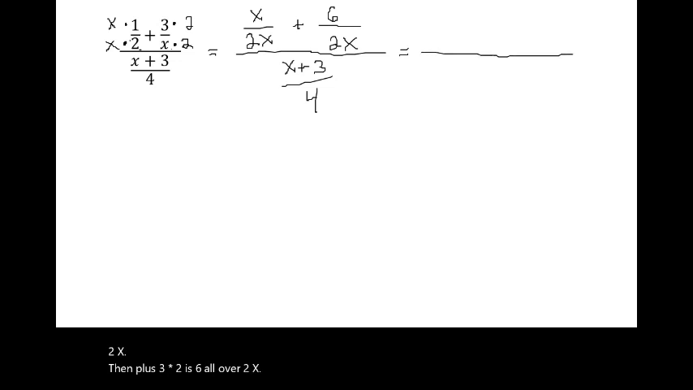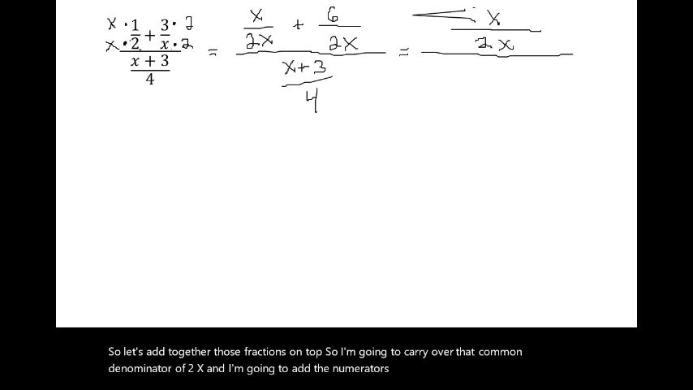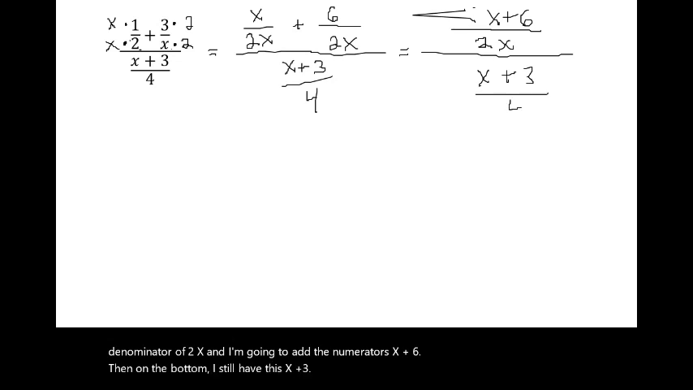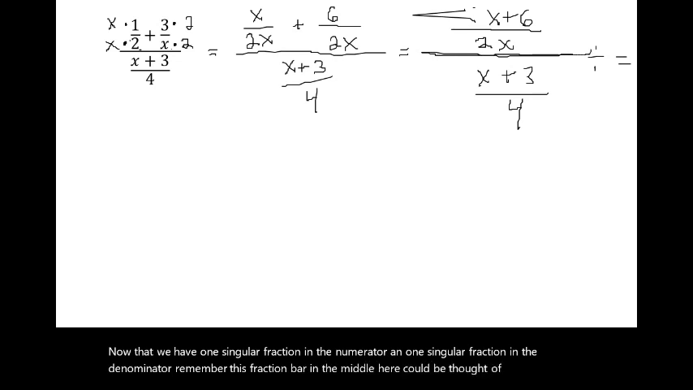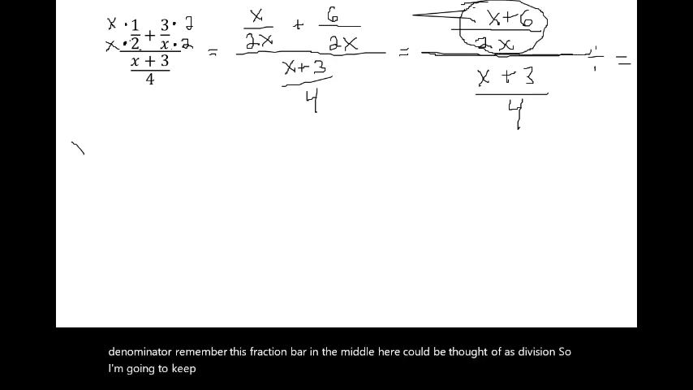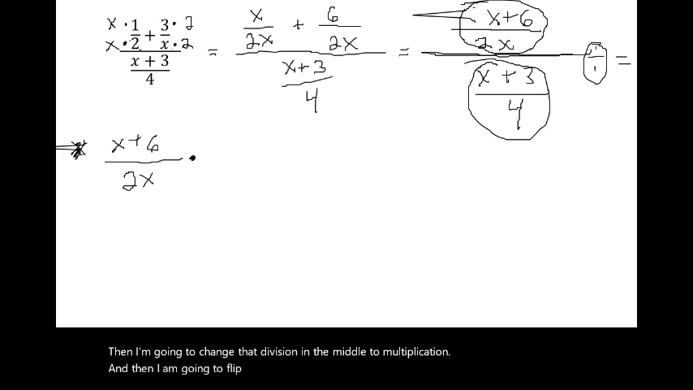So let's add together those fractions on top. So I'm going to carry over that common denominator of 2x, and I'm going to add the numerators x plus 6. Then on the bottom, I still have this x plus 3 all over 4. Now that we have one singular fraction in the numerator and one singular fraction in the denominator, remember this fraction bar in the middle here can be thought of as division. So I'm going to keep the top fraction as is, x plus 6 all over 2x. Then I'm going to change that division in the middle to multiplication. And then I am going to flip the bottom fraction, which will give us 4 over x plus 3.